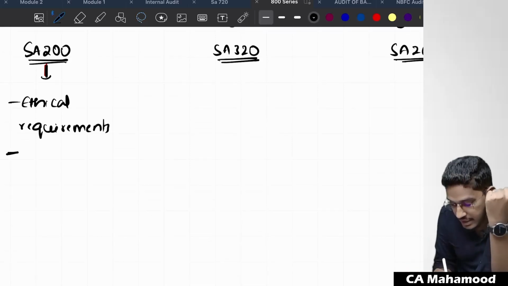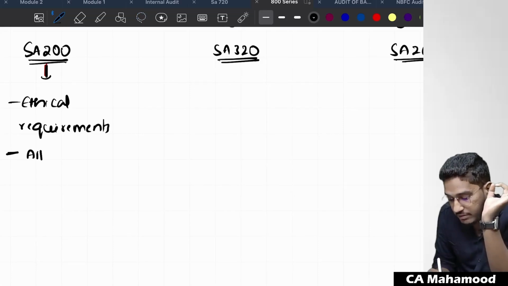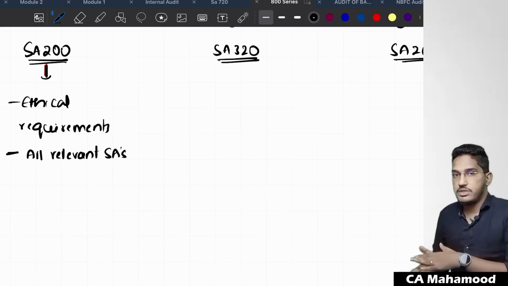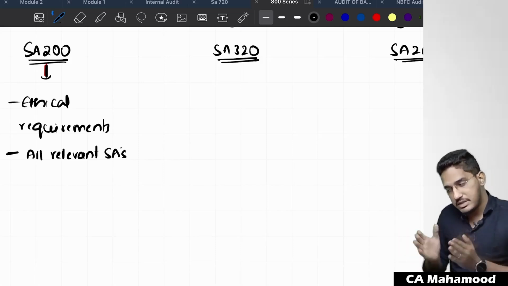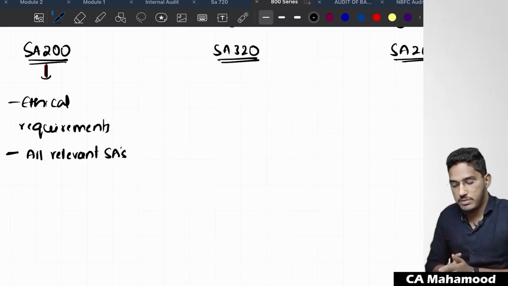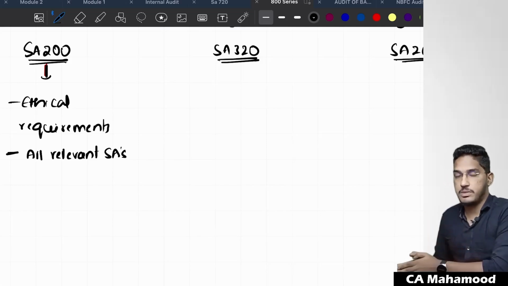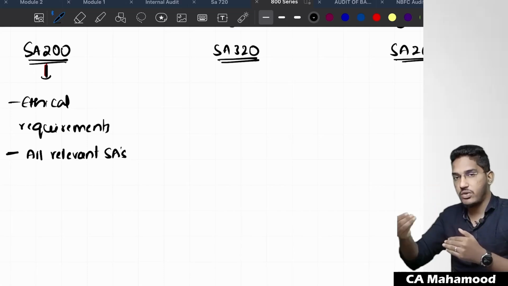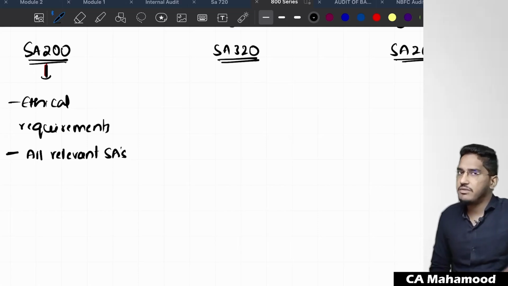Sir, what else do they say? SA 200 also says while conducting audit of the special purpose financial statements, you need to comply with all relevant SAs. Like the way when we do the audit of the general purpose financial statements, we try to do the audit after complying with all relevant standards, right? Similarly, when you are conducting audit of special purpose financial statements, there also you make sure that you are doing the audit as per relevant standards on audit. If a relevant standard on audit becomes applicable for you, you have to comply with that standard. Sometimes some standards itself will not become applicable.